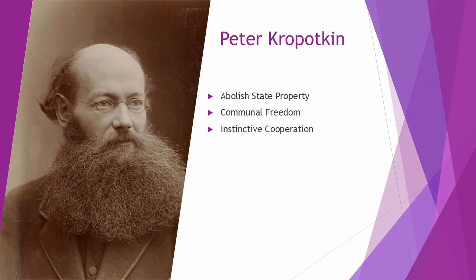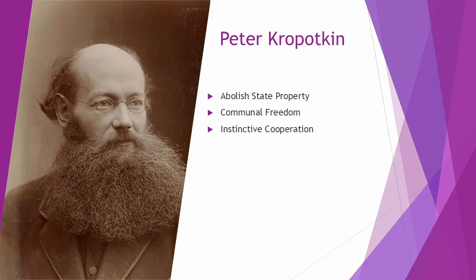Peter Kropotkin's view on rejection of the state is that the state suppresses natural cooperation and must be abolished. Peter Kropotkin's view on liberty is that true freedom is achieved through communal life and mutual aid. Peter Kropotkin's view on anarchy is order is that social order naturally arises from voluntary cooperation.